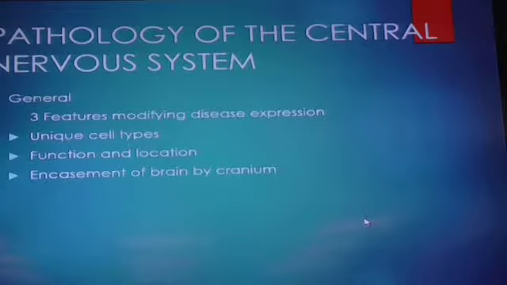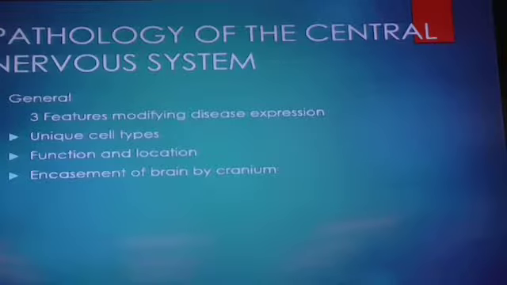And so there are three general features of the central nervous system. It has unique cell types. And what are the different cell types? Can anyone tell me at least one? Neurons. What else? Glial cells. So what falls under the category of glial cells? Astrocytes, oligodendrocytes, and microglial cells. Yes, yes.